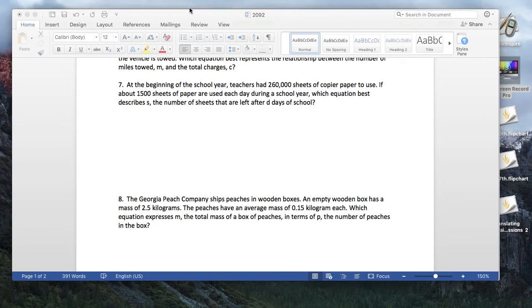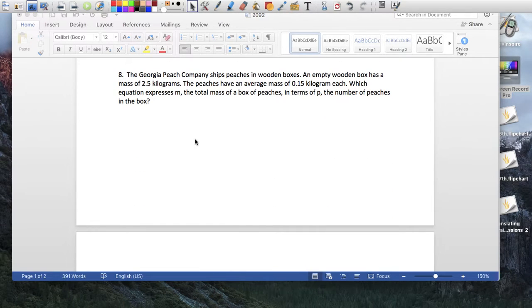Let's work on 8. The Georgia Company ships peaches in wooden boxes. An empty wooden box has a mass of 2.5. The peaches have an average mass of 0.5. Which expression gives M, the mass of the total box of peaches, in terms of P, the number of peaches in the box? So I want to find the total. So M represents the total, to find the total weight of this box.